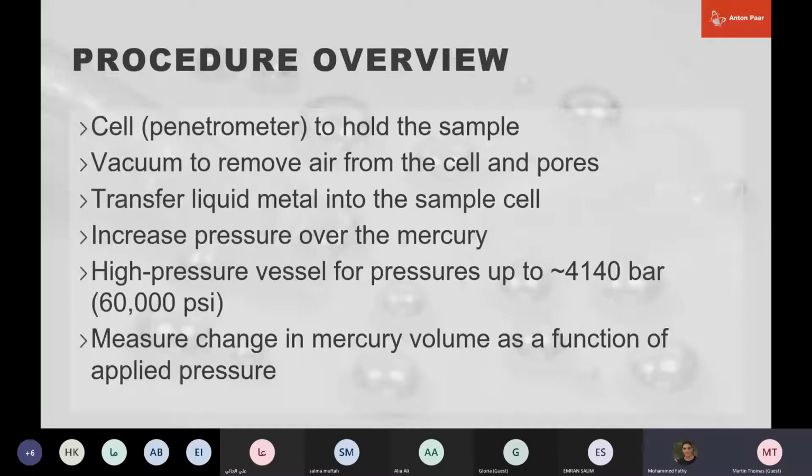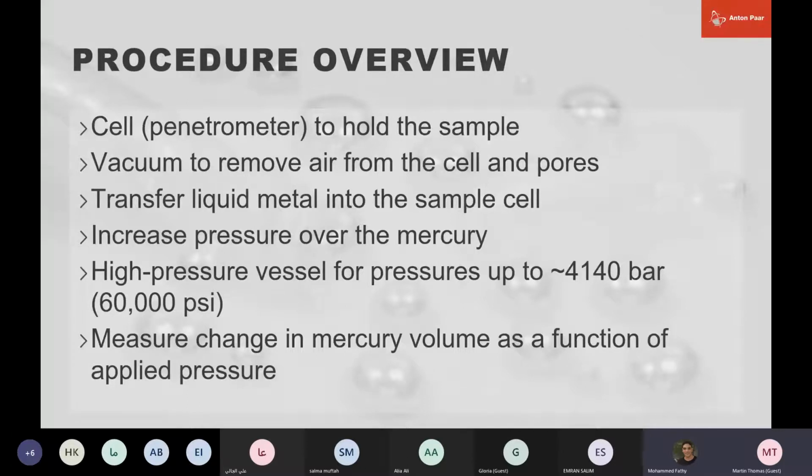I'll describe that later, in order to push mercury into whatever pores are available up to as high as 60,000 psi. Now, depending on your material, it might be that all of the pores of the particular sample have been intruded by, let's say, 40,000 psi. So there's no need to go to 60,000 psi always. It really depends on the type of sample that you have.